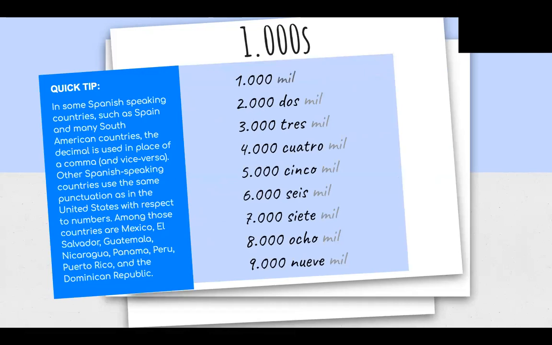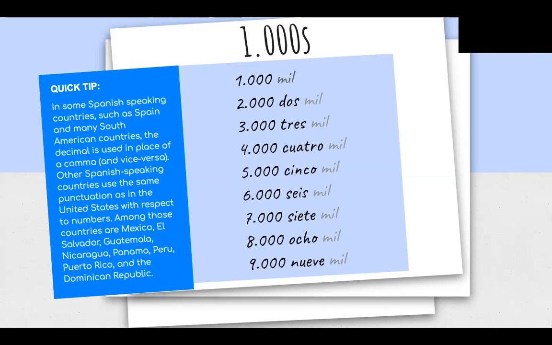Before I start with the thousands, I wanted to point out that in some Spanish-speaking countries, such as Spain and many South American countries, the decimal is used in place of a comma and vice versa. Other Spanish-speaking countries use the same punctuation as in the United States with respect to numbers. Among those countries are Mexico, El Salvador, Guatemala, Nicaragua, Panama, Peru, Puerto Rico, and the Dominican Republic. For the purpose of my class, I honestly do not care whether you use a comma or a decimal point. I am more used to the comma form of it.